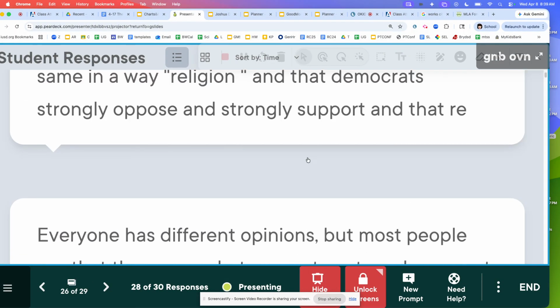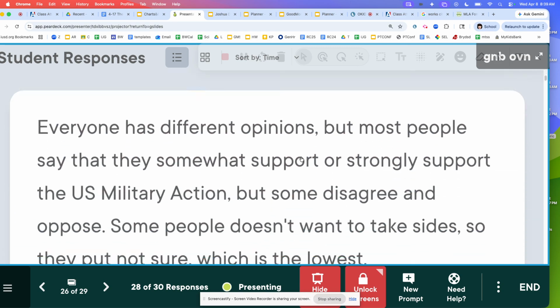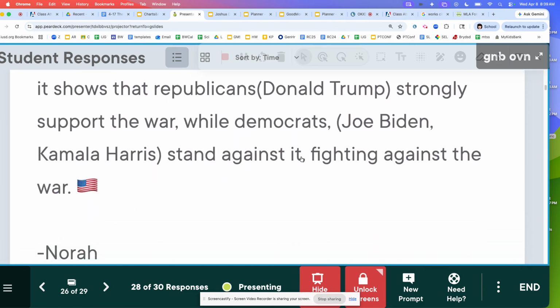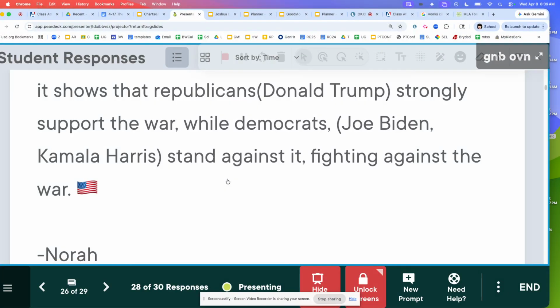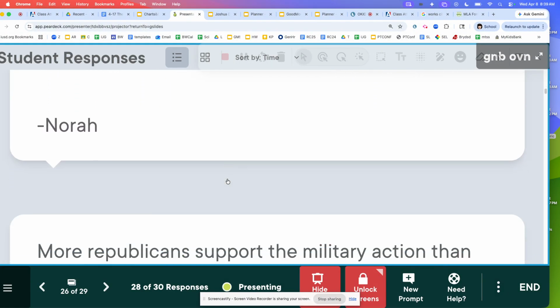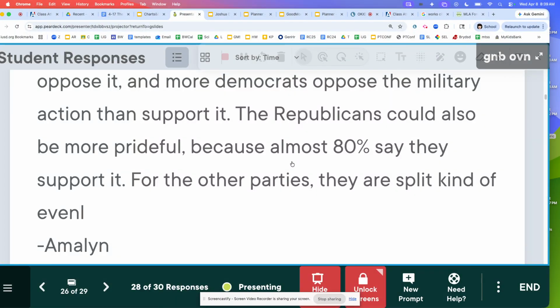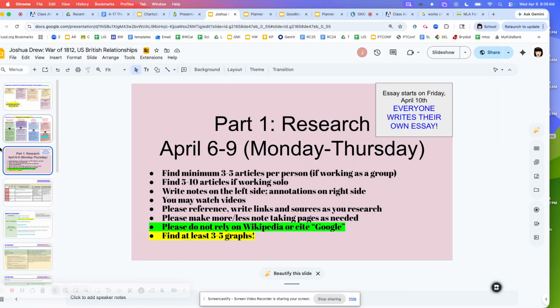So these are very general conclusions. This is the first part. Everyone's got different opinions. Okay, this one's a good one: Republicans strongly support the war, while Democrats stand against it. Good, I was looking for that one. Nora, come get a scorecard. This one is a little bit better: the Republicans are also getting more prideful, almost 80%. Yeah, thank you.